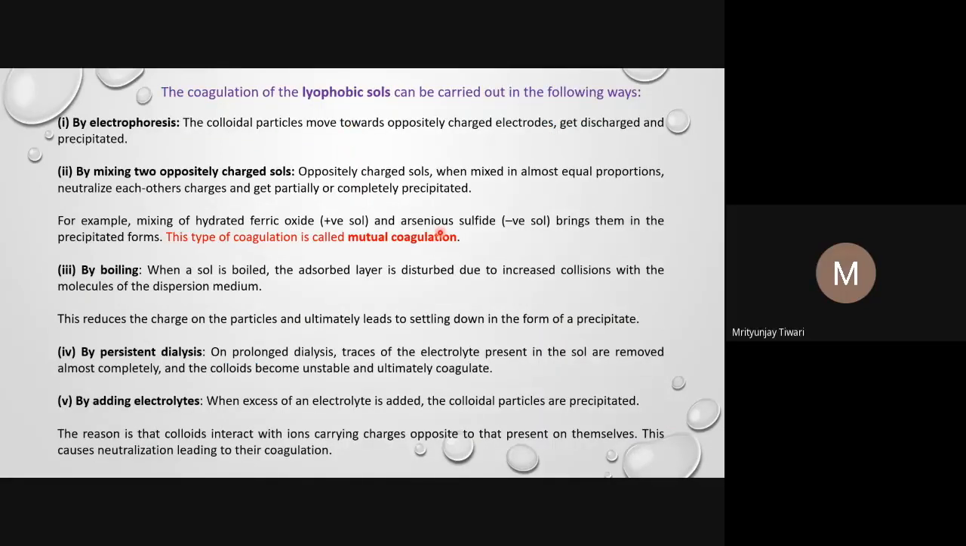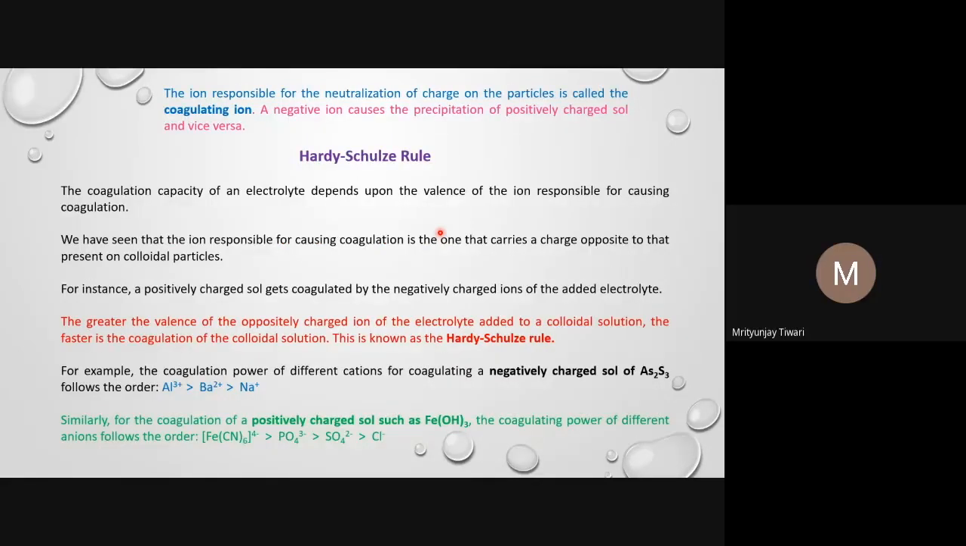So if you add a positive ion, it can neutralize the negatively charged sol because of the interaction between the adsorbed particle on the surface and the ion that has come from the electrolyte. They get neutralized, and once the sol gets neutralized, it will get precipitated.